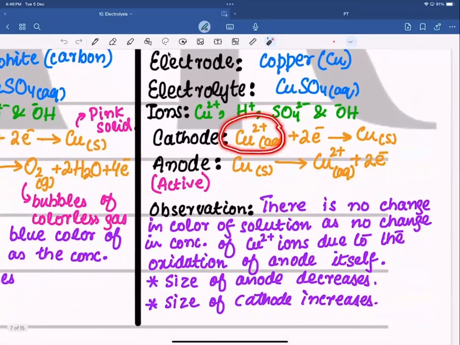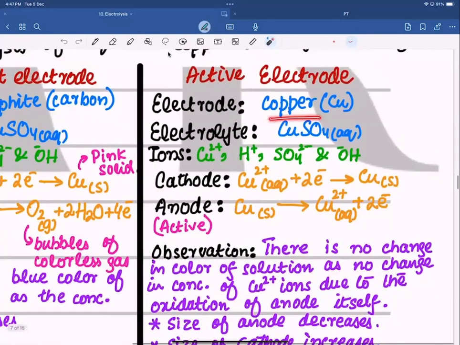But here the aqueous ions turn into solid, and in the same way the solid turns into aqueous ions again. So due to this, there will be no change in the concentration of aqueous copper 2 positive ions, so there is no change in the color. The only difference that we are going to observe is, okay, both the electrodes are of copper, so what is the color of both the electrodes initially?